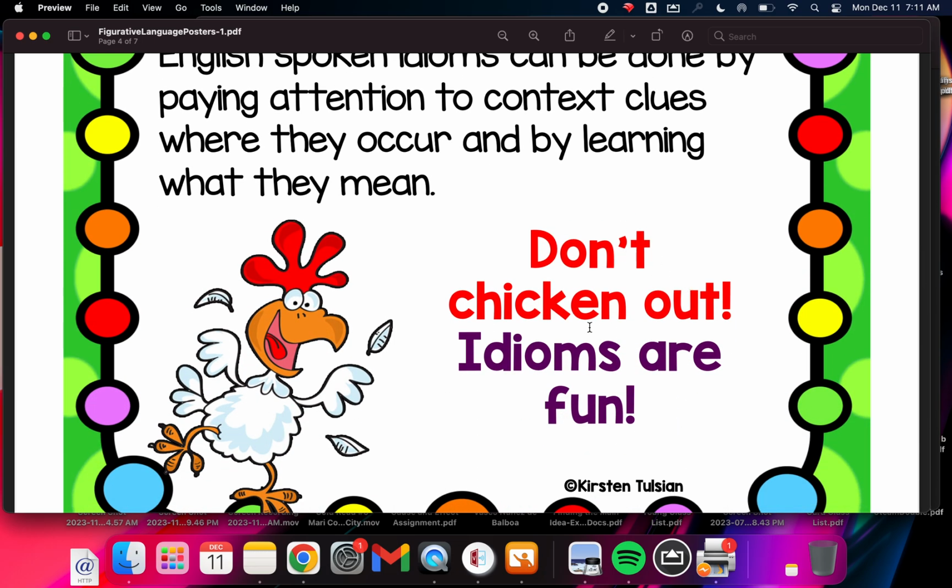So the example they give us is don't chicken out. Idioms are fun. So when we think of the phrase don't chicken out, if you actually looked that up or thought about what the words mean, chicken is not a verb, right? It's a noun. It's a thing. It's an animal. So this sentence actually wouldn't make sense if we were thinking of it literally. But if we're thinking of it figuratively, like figurative language, then we know that don't chicken out just means don't get scared and not do something, right?